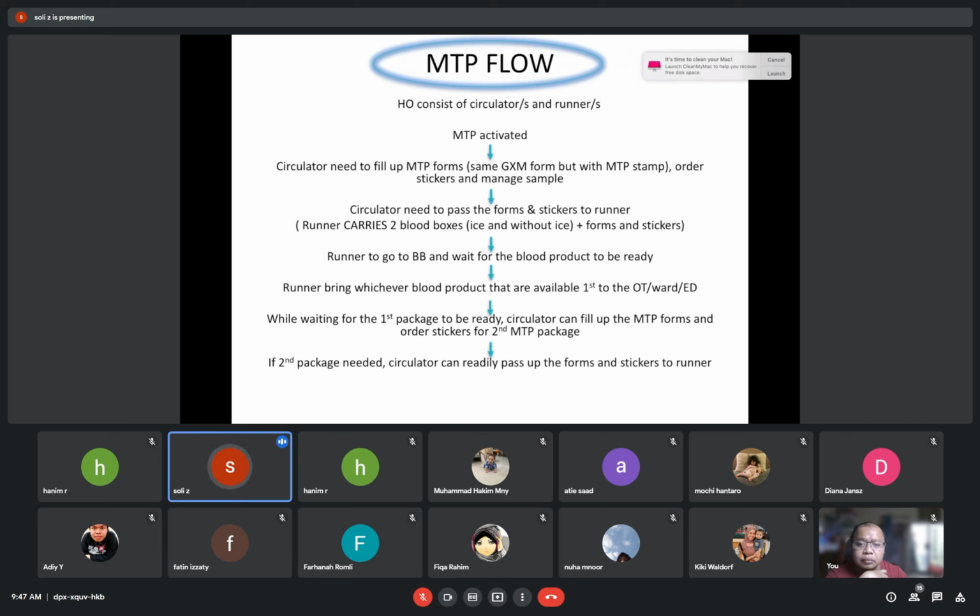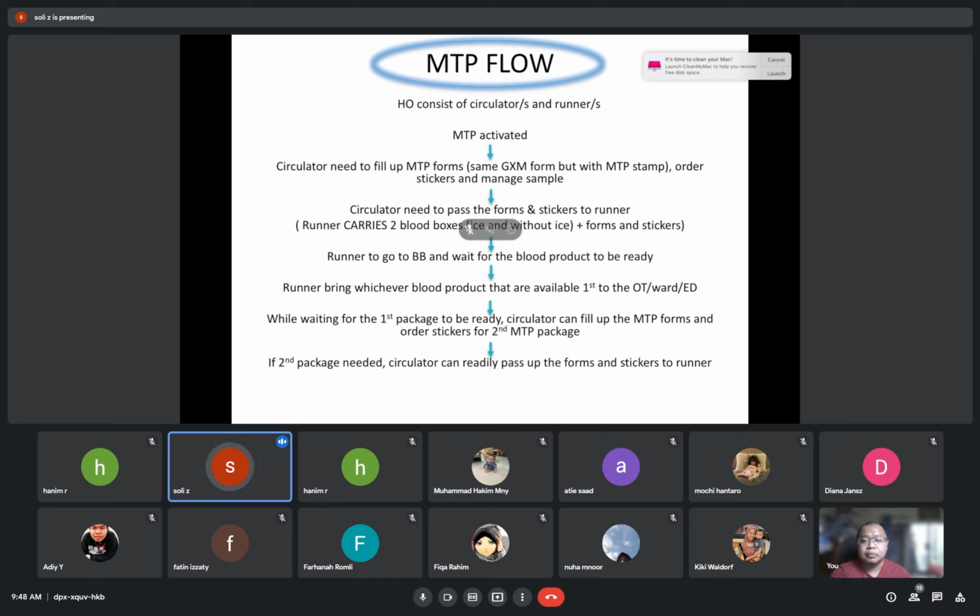So yeah, this is the flow that I mentioned just now. The HO will have a circulator and a runner. When MTP is activated, fill in the forms, the circulator takes the sample and fills in the forms, but needs to fill them in perfectly and correctly. Because in the havoc it can get nervous, but ensure everything is right so that the transfusion can be done in the correct way. Then the runner goes to the blood bank and waits for the blood products to be ready. Then the runner brings whichever is ready first.